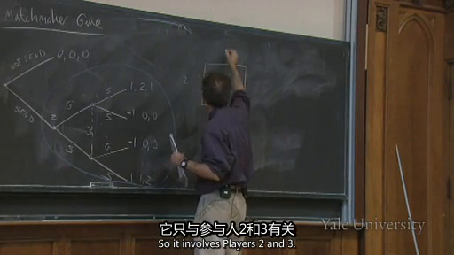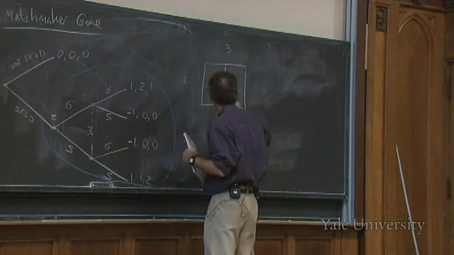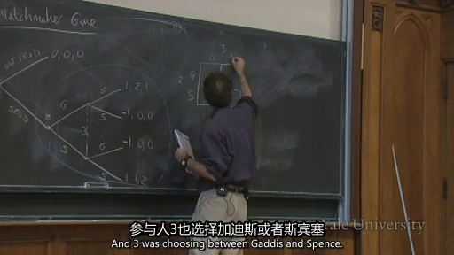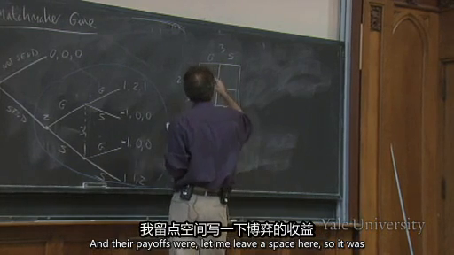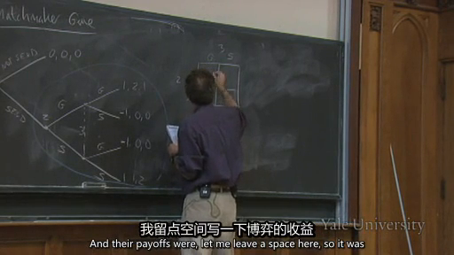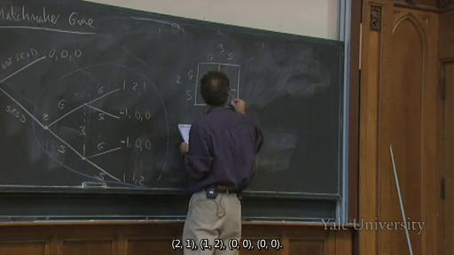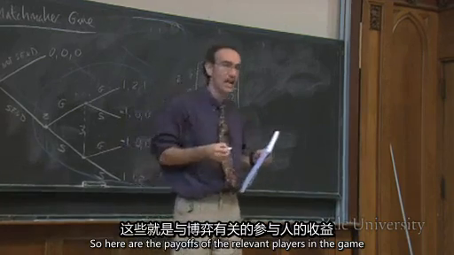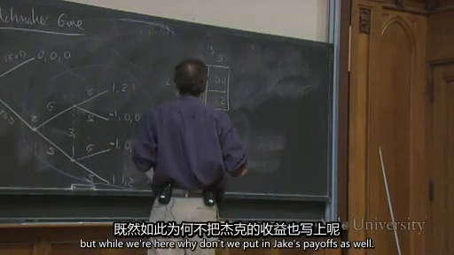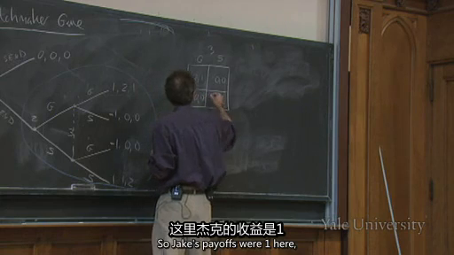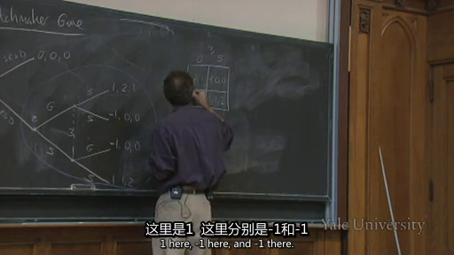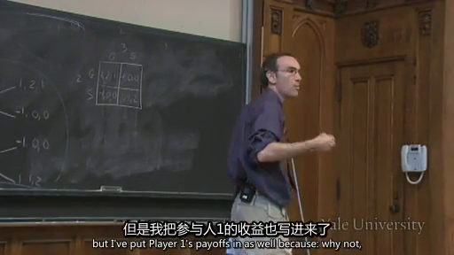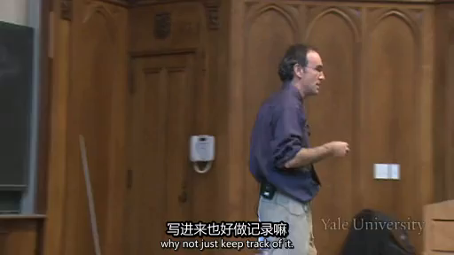So it involves players 2 and 3. Player 2 is choosing between Gaddis and Spence, and player 3 is choosing between Gaddis and Spence, and their payoffs were 2, 1, 1, 2, 0, 0, 0, 0. Here are the payoffs of the relevant players, but while we're here, why don't we put in Jake's payoffs as well? Jake's payoffs were 1 here, 1 here, -1 here, and -1 there. The only relevant players here are players 2 and 3, but I've put player 1's payoffs in as well, because why not keep track of them?